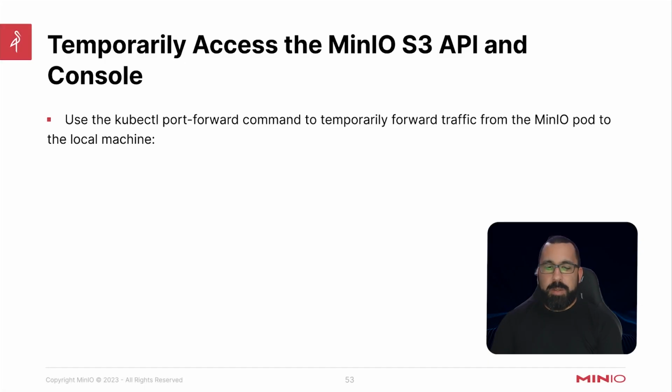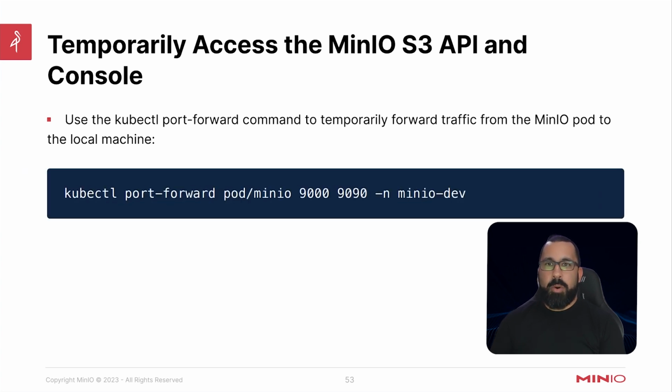In this section, we're actually going to be talking about providing temporary access to the deployment that we just did on our K3s cluster. Now, you can use this kubectl port-forward command to temporarily forward traffic from the MinIO pod to the local machine. But there's a couple of important notes about this. One is that it may not work depending on your setup. And the other is that this is only short-term temporary access. So as soon as you stop this command from running, you will no longer be able to access it on these ports, even if it did work for you.